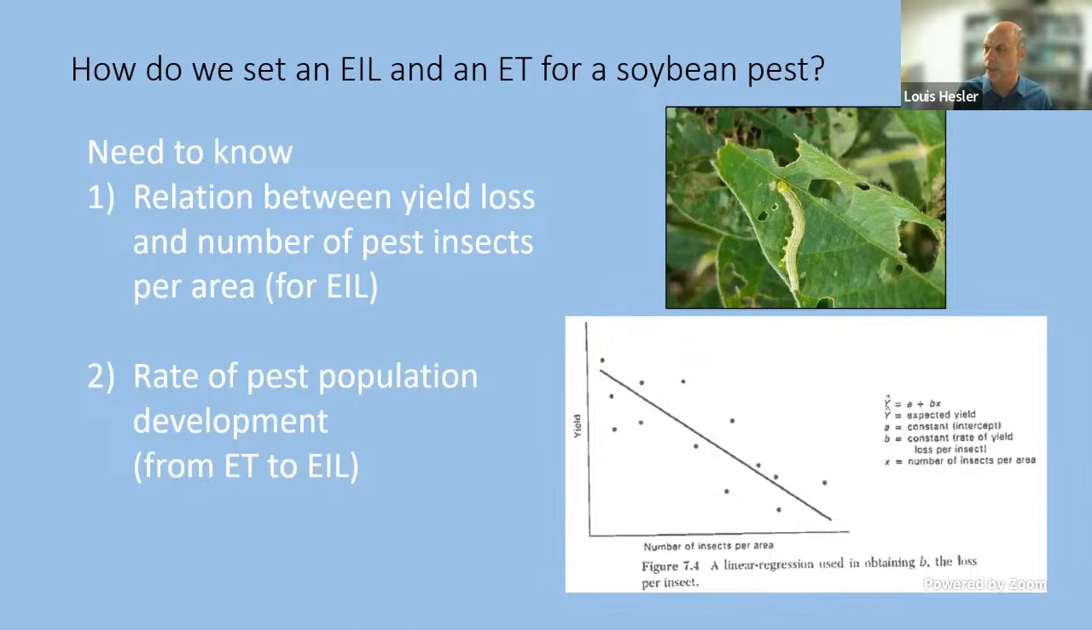Then we can begin to think about how quickly that pest develops, and what kind of yield loss it is causing. And so that brings me to the second point, which is that we also need to know the rate of pest population development. This can get us from the ET, or economic threshold, and give us that lead time. We'll know then what that lead time is to get from the economic threshold to the economic injury level. So two basic things we need to know are the relationship between yield loss and pest density, or pests per area, and then the rate of pest population development.